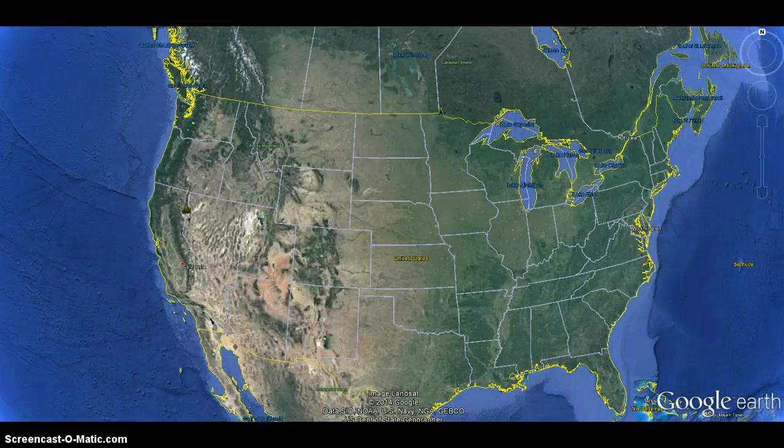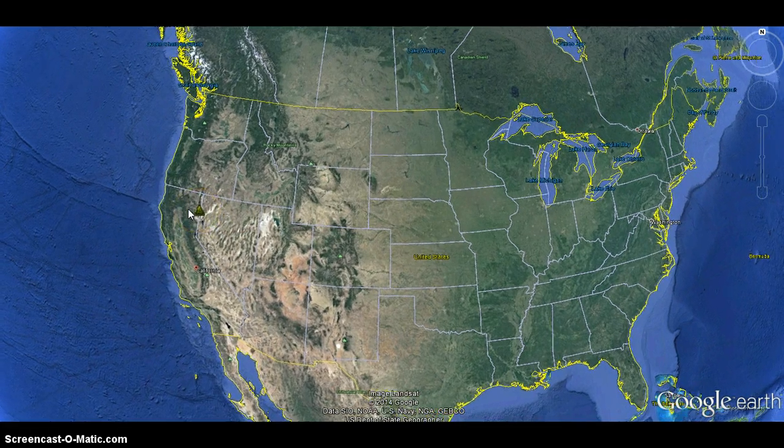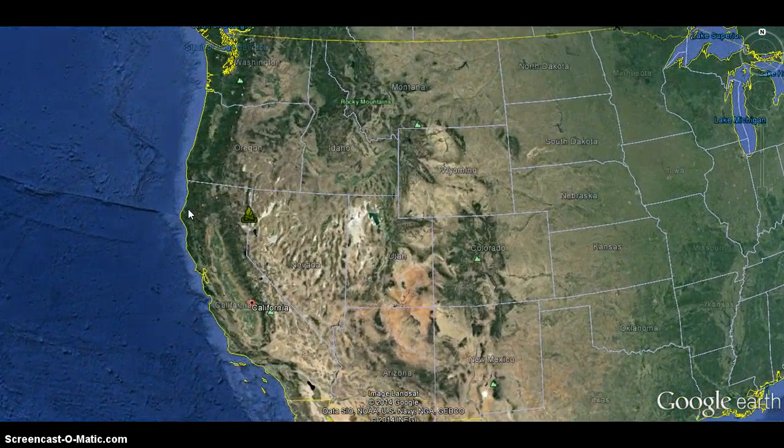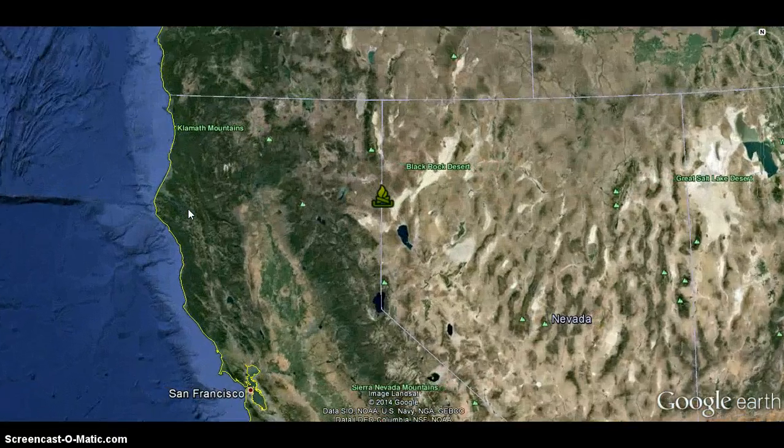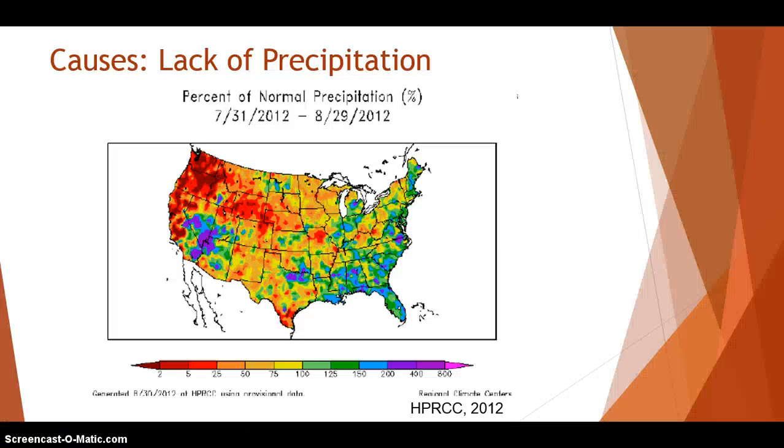Google Earth was used to show the location of the fire in the world, as we can see that it is in the northeastern part of California. There were various contributing factors which allowed the lightning to cause the Rush Fire.